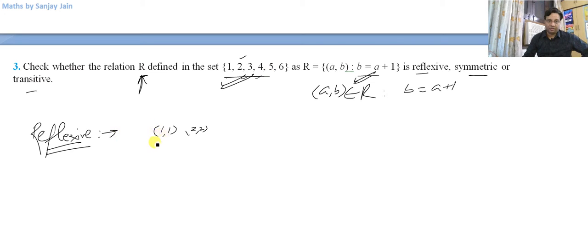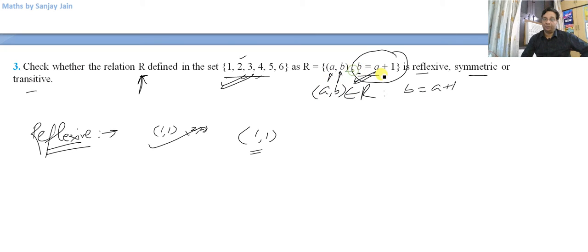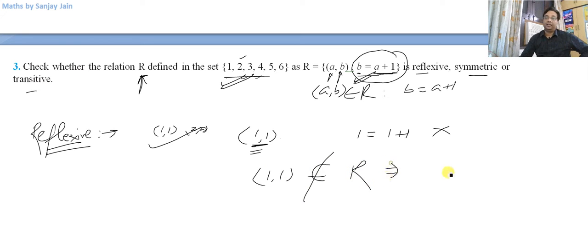So let me check for 1 comma 1. Does it belong to the relation? For it to belong in this relation, it should satisfy this rule. What is this rule? The second entry should be 1 more than the first. B is 1 more than A. So does 1 comma 1 follow this? Let me check. It doesn't follow, obviously. 1 should be equal to 1 plus 1, which is not true. So 1 comma 1 doesn't belong to this relation R. Hence, I can say this relation is not reflexive.